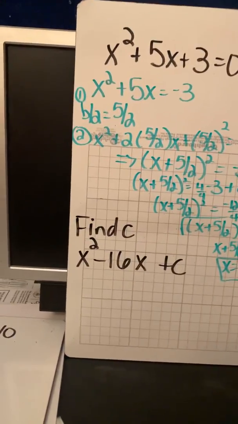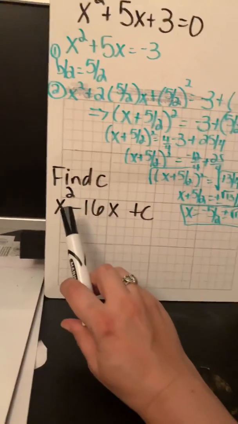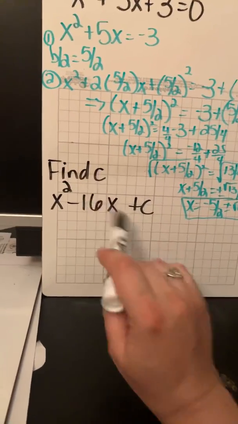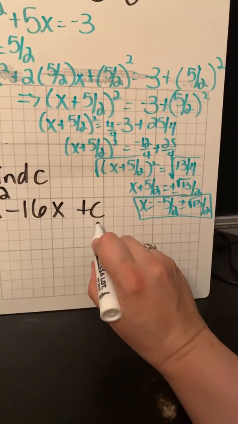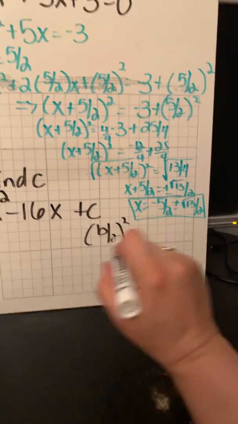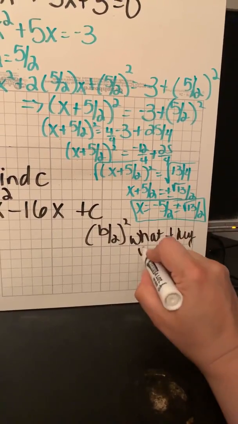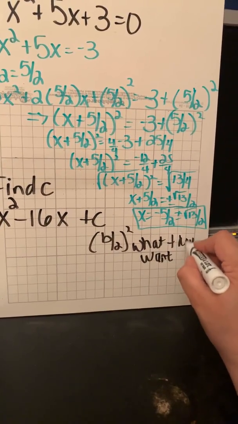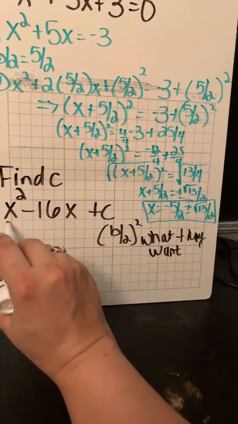Okay, so this right here, we want to find what c is. Basically what they want when they ask you that is your (b/2)². That is what they want. They just want your (b/2)² for that c. So let's find our b over 2.